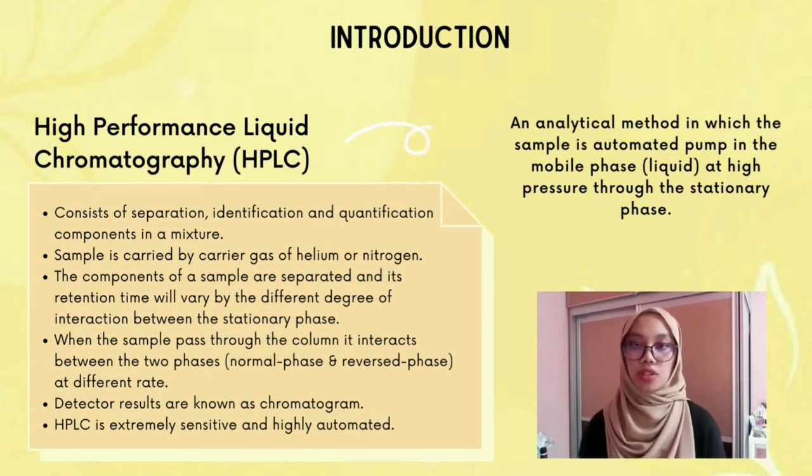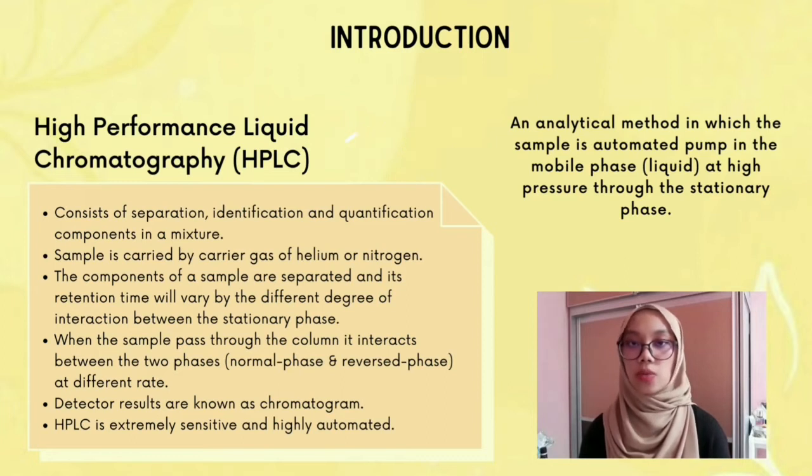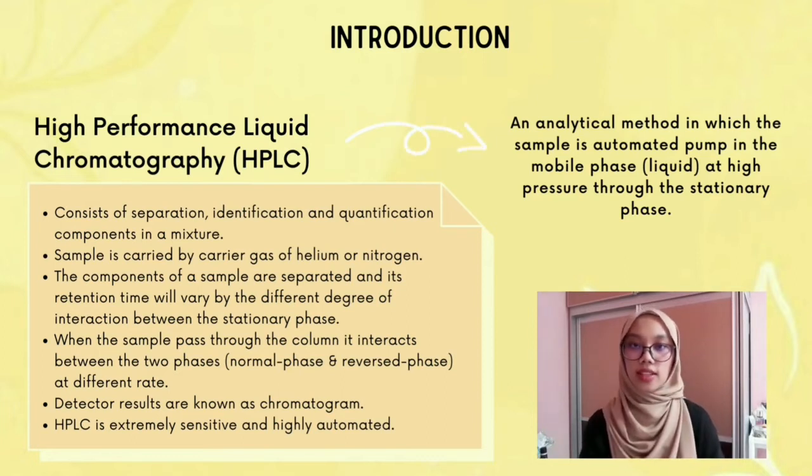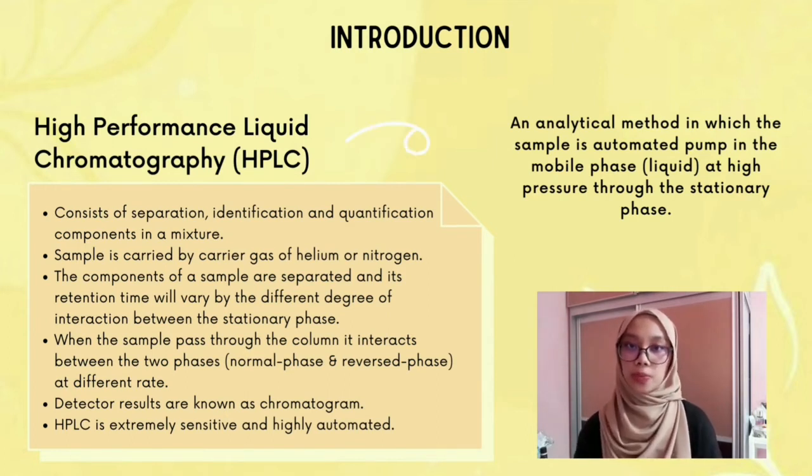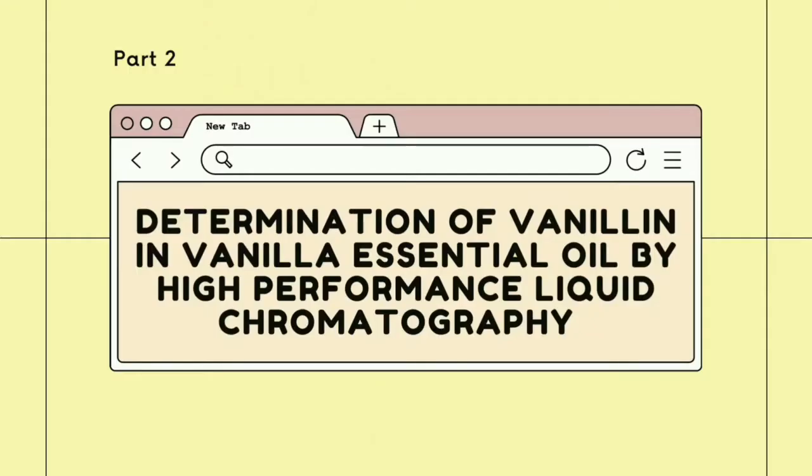When the sample passes through the column, it will interact between two phases, which are normal phase and reverse phase, at different rates because of the different polarity of the analytes. And the last part is the detector. The results in the detector are known as a chromatogram. HPLC is extremely sensitive and highly automated.